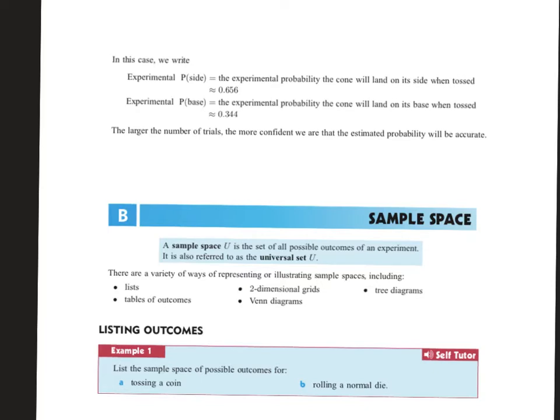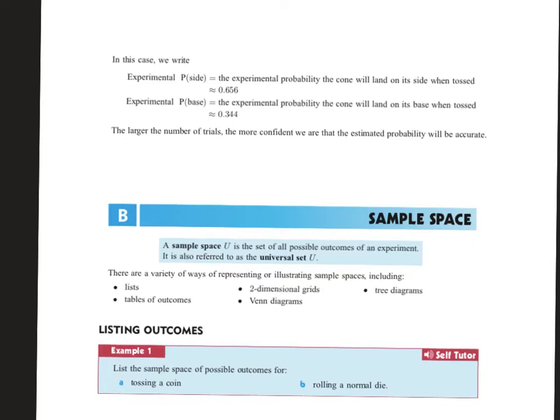Okay, so let's take a look at sample space. We're going to see some things from set theory that I talked about way back in the day, so it's a good refresher here. So what is a sample space? A sample space is our universal set of possible outcomes, right? So a sample space is a set of all possible outcomes of an experiment. It's also referred to as a universal set.